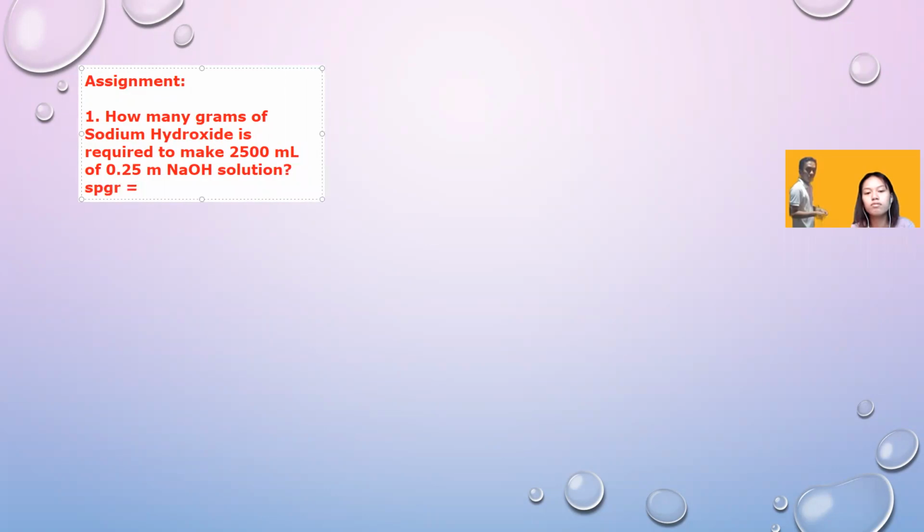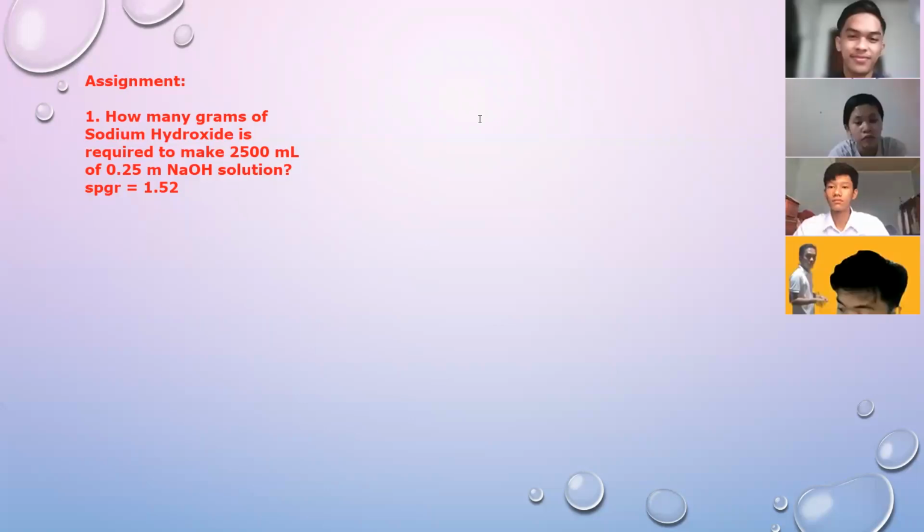SPGR. SPGR of sodium hydroxide. Wait lang ha. Hindi ko ito memorize. Let's ask Google. What's the specific gravity of NaOH? 1.52. Okay. Sige, yan lang. Isa lang. And then, try to follow the solution na binigay ko.